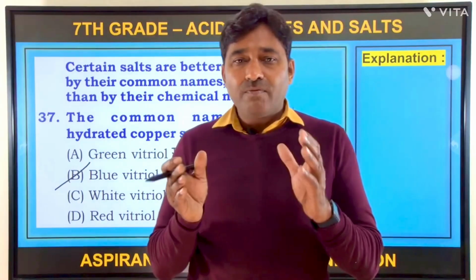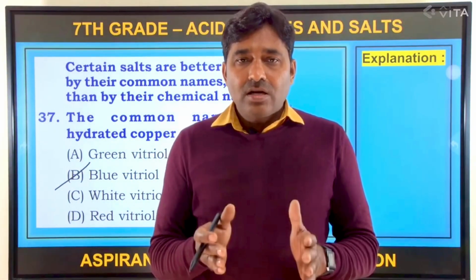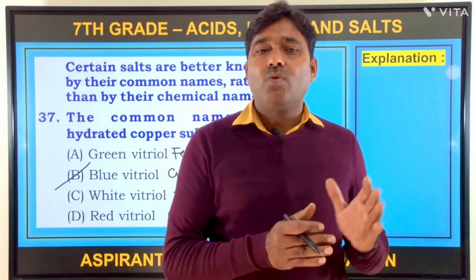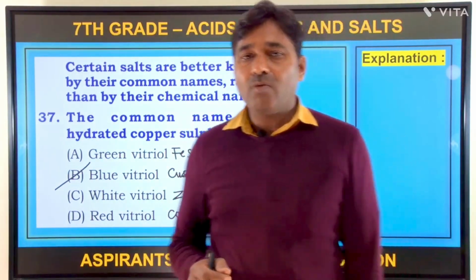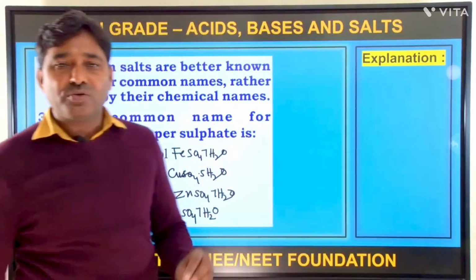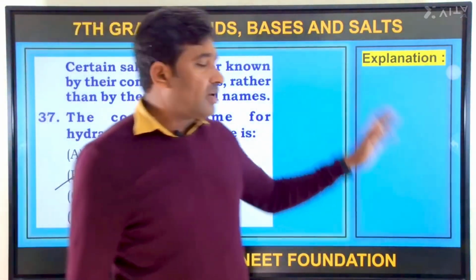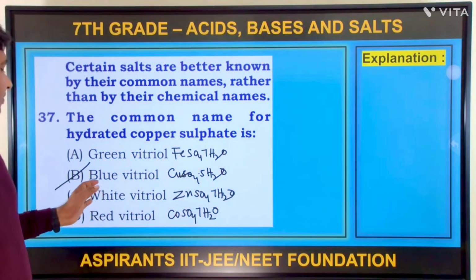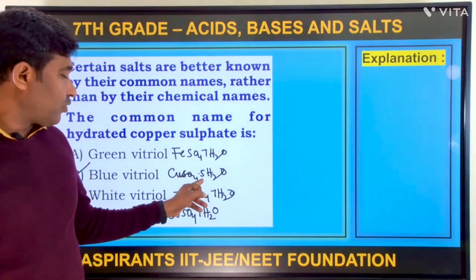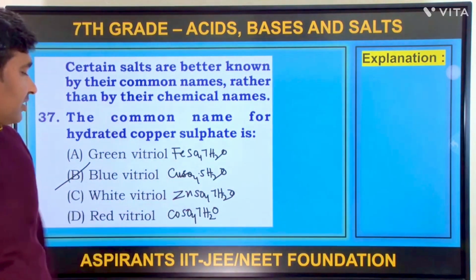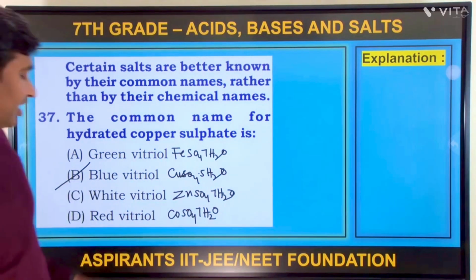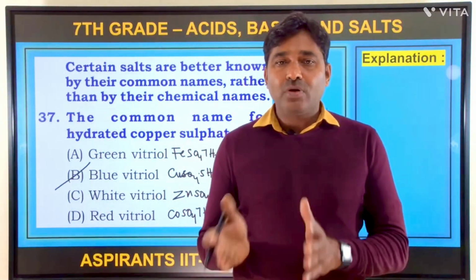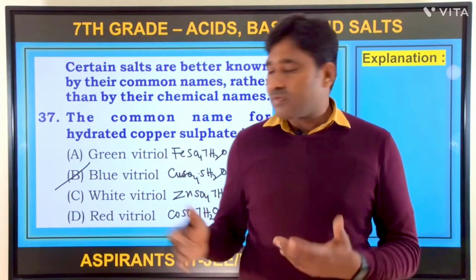Each molecule of salt is composed with a certain number of water molecules in its crystal lattice. That is called water of crystallization. So here the water of crystallization of copper sulfate is how much? 5. Why? Because 5 water molecules are associated with the copper sulfate. The common name is blue vitriol. Why is it named blue vitriol? Because it is purely blue in color.